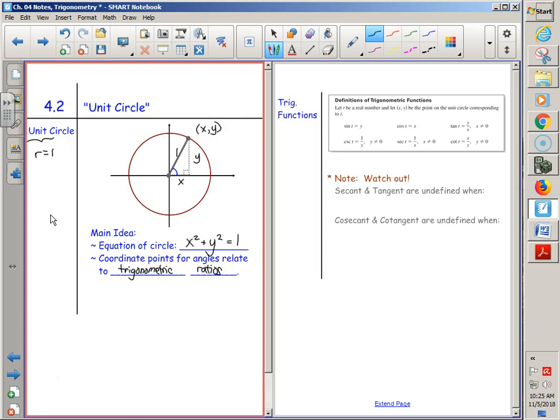Well, non-right triangles, we're not going to be able to use trig. I know the silly stool keeps on getting in my way. Non-right triangles, we're going to have to use things like law of cosines and law of sines. That's still dependent on trig, but we aren't just outright using it.